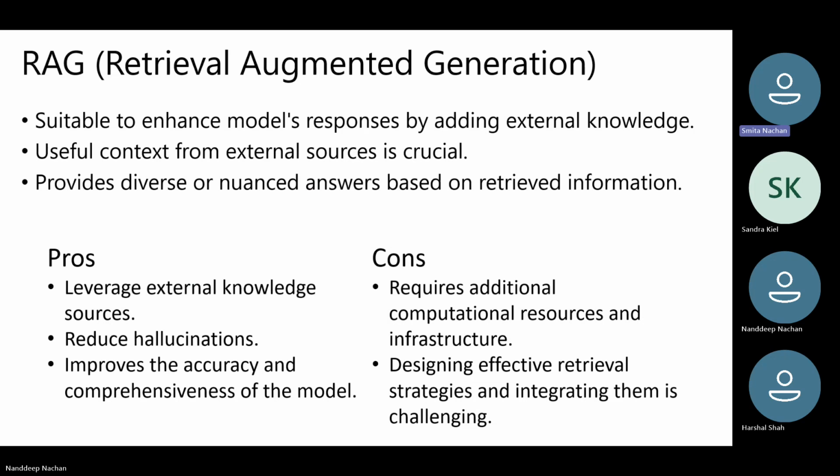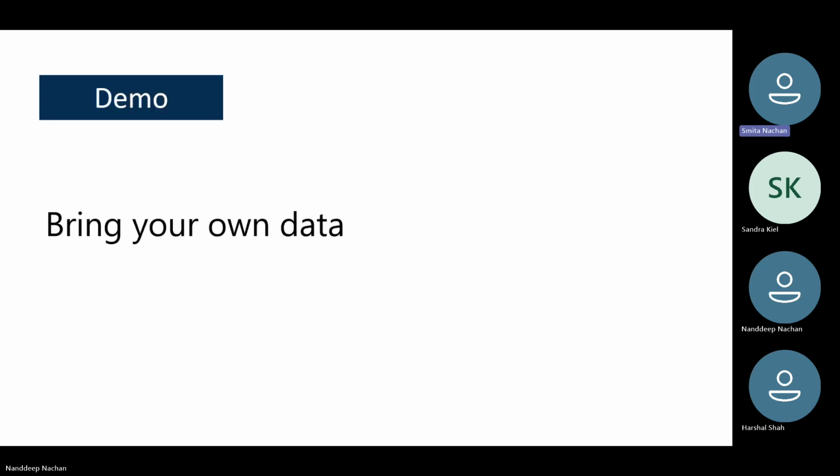It requires additional computational resources and infrastructure for information retrieval and integration with the model. You may introduce noise or bias from external sources into the model responses, affecting their quality as well as reliability. Designing effective retrieval strategies and integrating them seamlessly with the model can be challenging. Now let's see with the demo.